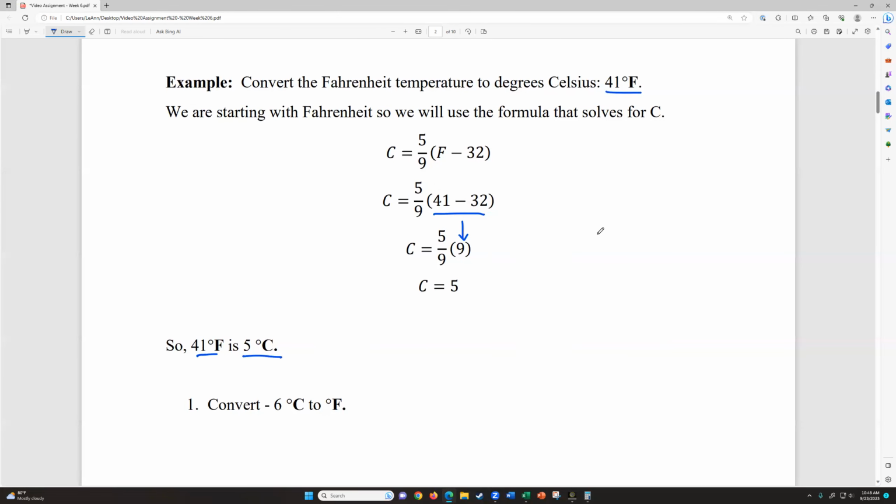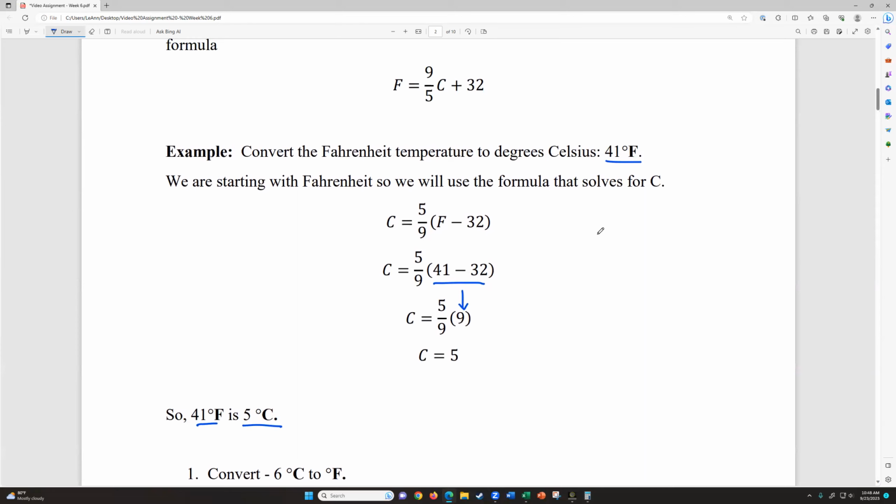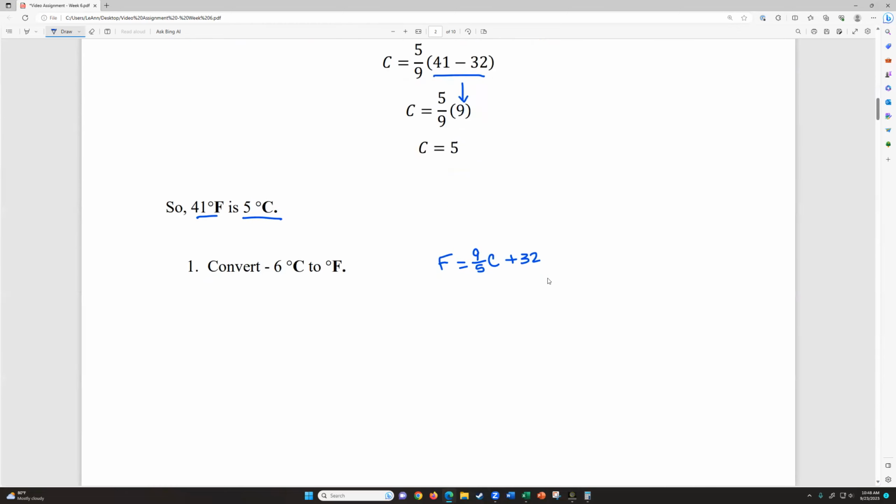Let's convert this one. We're going to start with degrees Celsius and go to Fahrenheit. I'm going to write this formula down here. We're going to use the one where we have the Celsius in the middle of all the numbers. So 9/5 times C plus 32. Notice this one does not have parentheses. So when we work this out, we'll do the multiplication first and then add the 32.